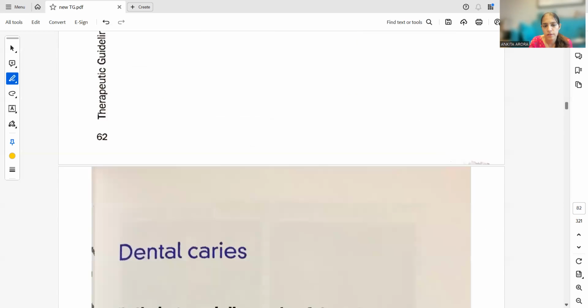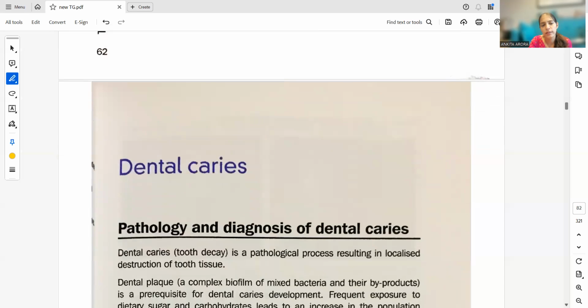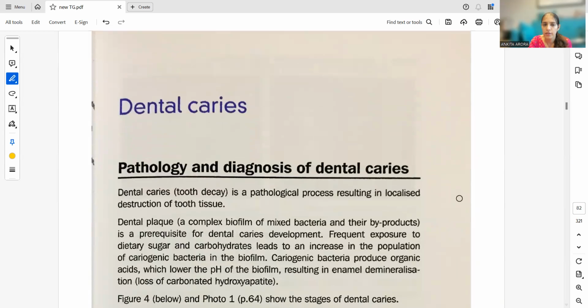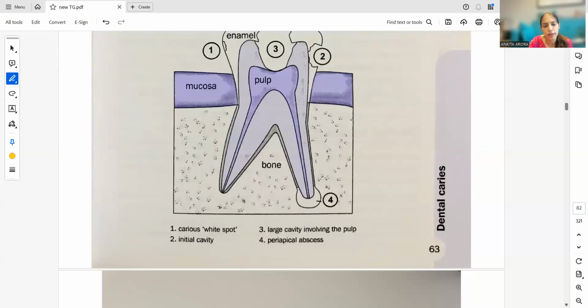Okay, that completes our pharmacology core from therapeutic guidelines, and we will proceed with dental caries. We will begin with the dental caries part of therapeutic guidelines from page number 63.